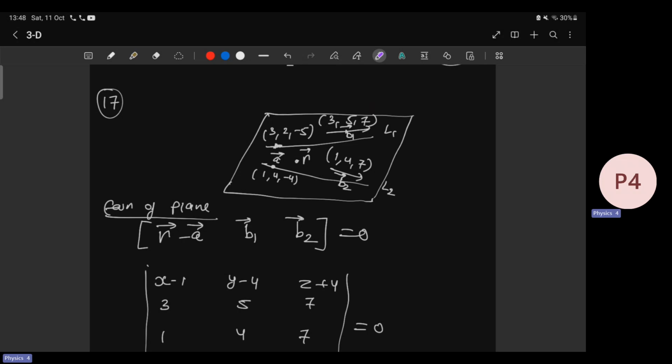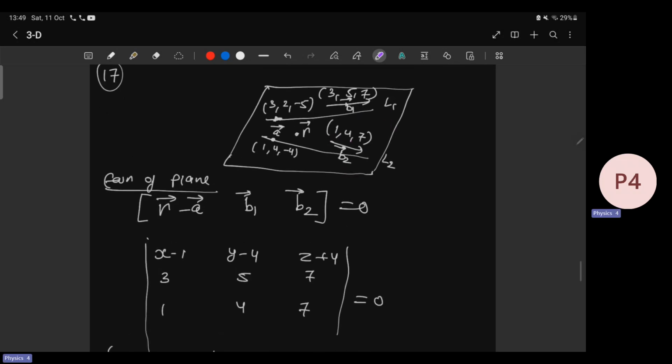In question 17, the perpendicular distance from the origin to the plane containing two lines. This is line 1 and this is line 2. This is the point on line 1, (3, 2, -5), and this is (1, 4, -4), the point on line 2. We have the direction vector b1 as (3, 5, 7), and the direction ratio of line 2 is (1, 4, 7).